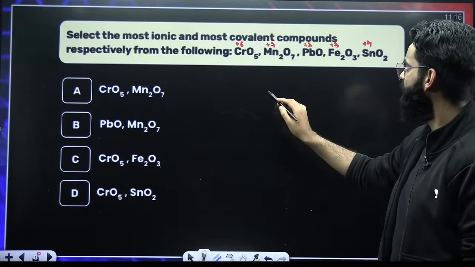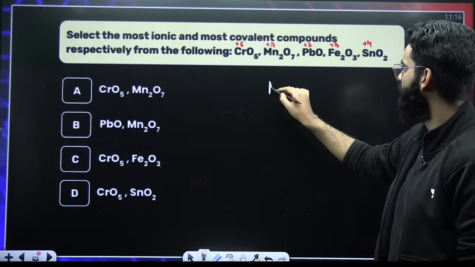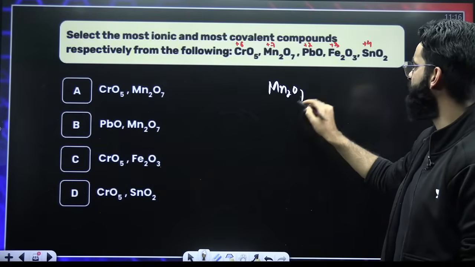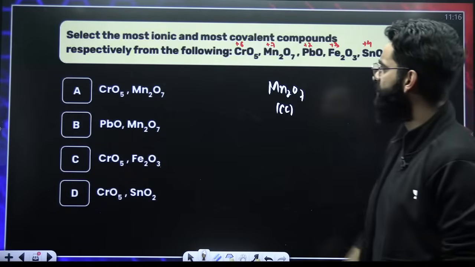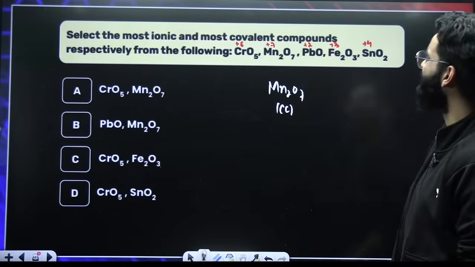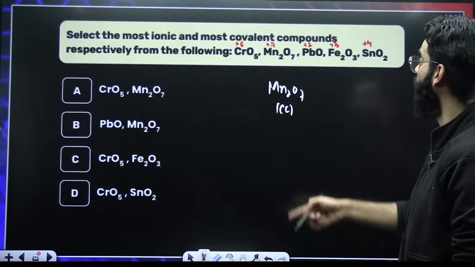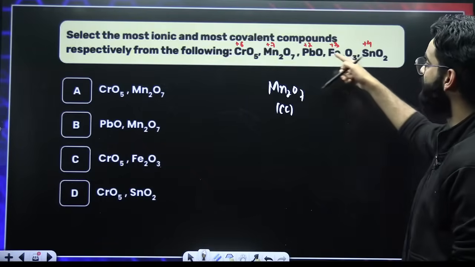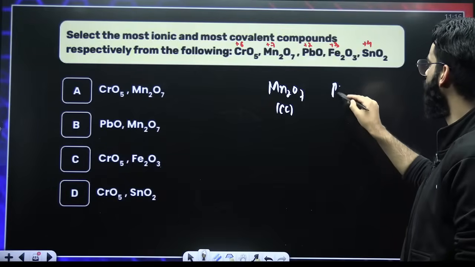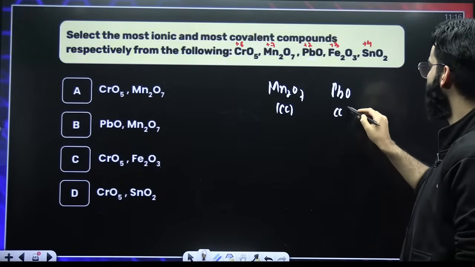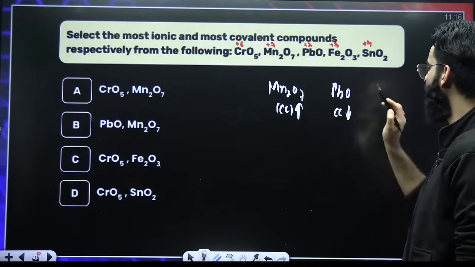More the charge on cation, more the covalent character. So, Mn2O7 is most covalent, right? Now, which one is most ionic? Most ionic means least covalent. Which one is least covalent among all? Least covalent will be PbO.